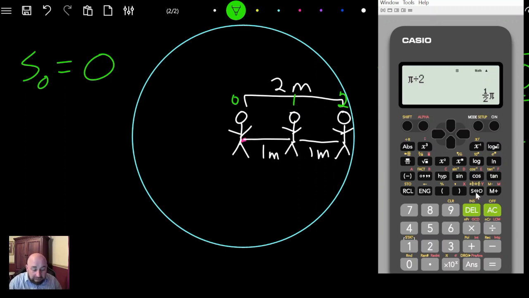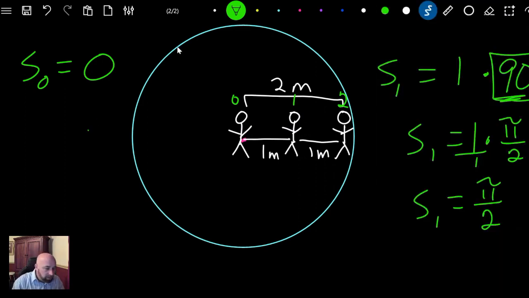What I have to do is go down here and hit S to D. Basically, I want a decimal answer. So I'm going to hit that, and I'm going to get 1.57. And I could round that off to 1.6. Okay, so my travel for the person that's 1 meter away is going to be 1.6. Now we want to find the person that's 2 meters away.